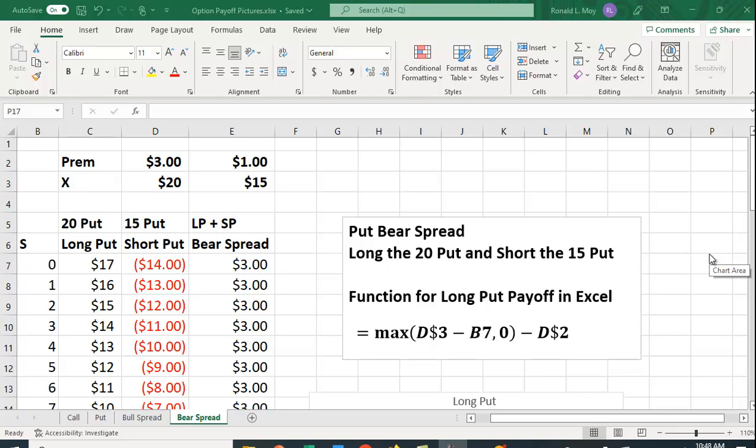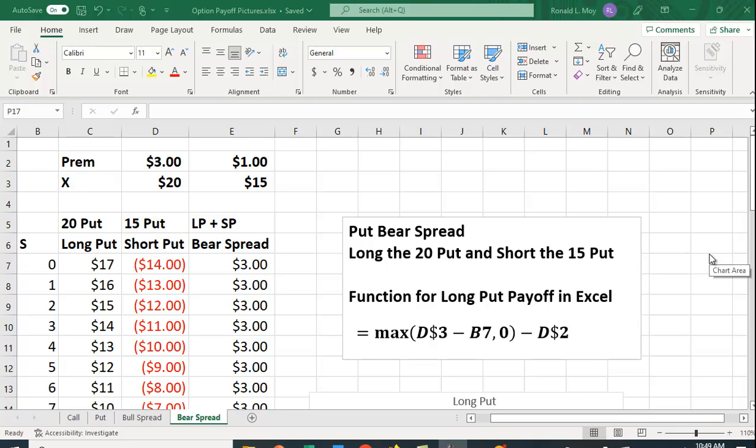I want to show you how you can use Excel to draw the payoff picture for a bear spread. For this bear spread, I'm going to use put options, but there are other ways to create a bear spread. Let's keep in mind that when you buy a put option, you're betting on the price going down.